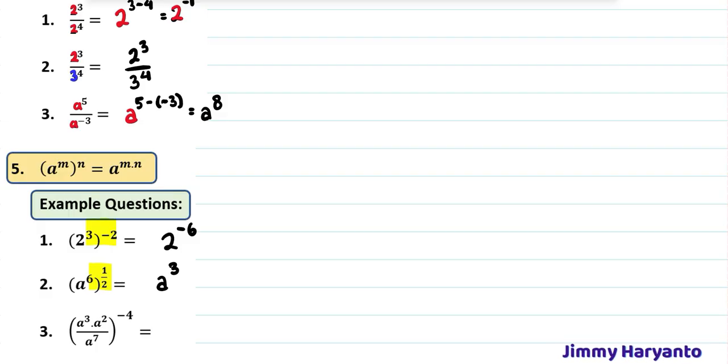For this one, a little bit difficult, guys, because inside the brackets we have complicated things. Yeah, so I think you have to simplify this one first. Okay, let's simplify the a. So as you can see, we have a.